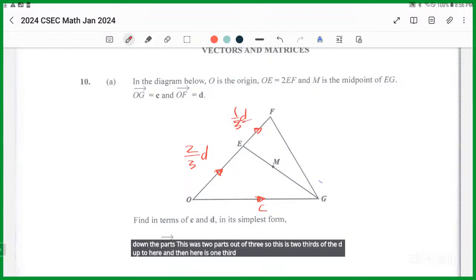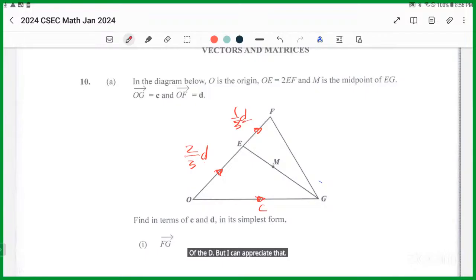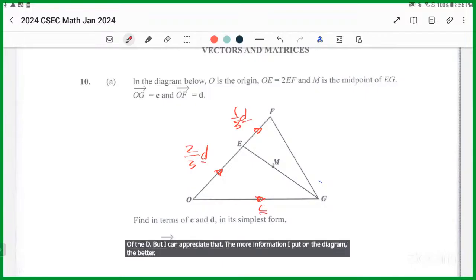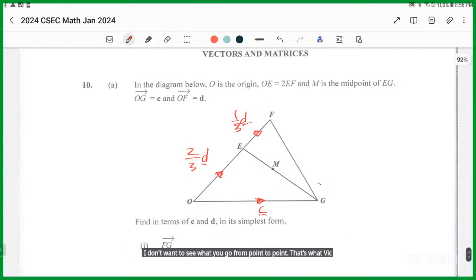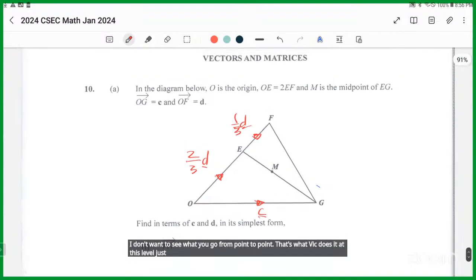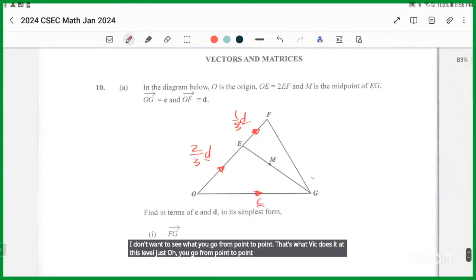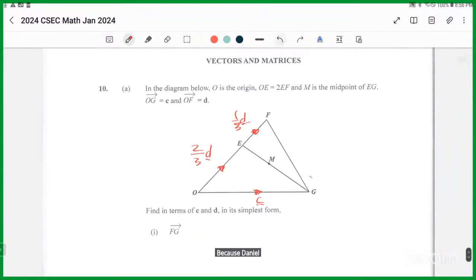But I can appreciate that the more information you put on the diagram, the better. And you want to see how you go around from point to point. That's what the vectors is at this level, just how you go from point to point, going around the diagram. Question now says we must calculate the vector FG.